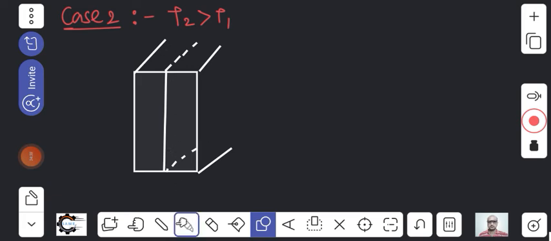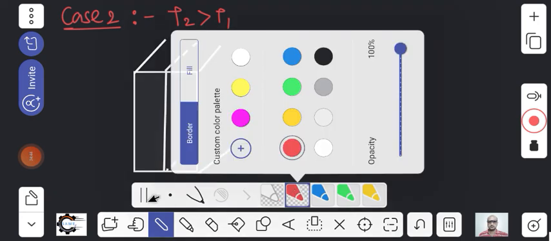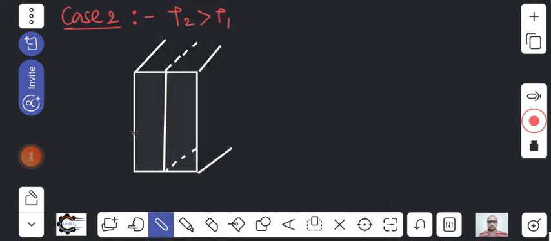If T2 is greater, then in this case my T1 is less. At this point this is T1, and T2 will be here. So in this case I will get a graph like this. This is my T max here, and this distance is x max.